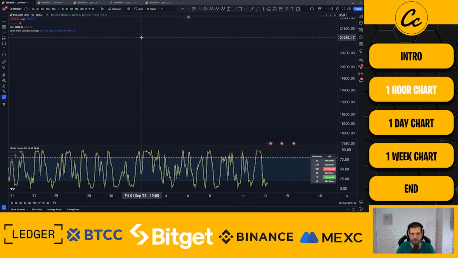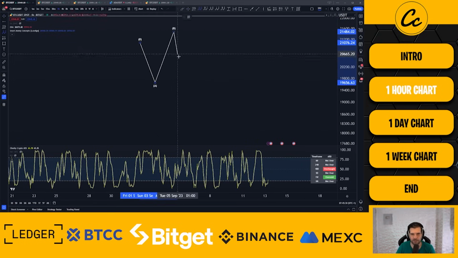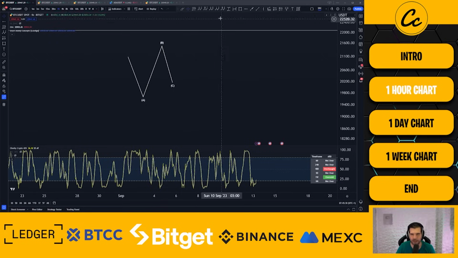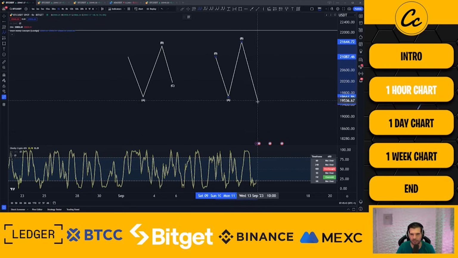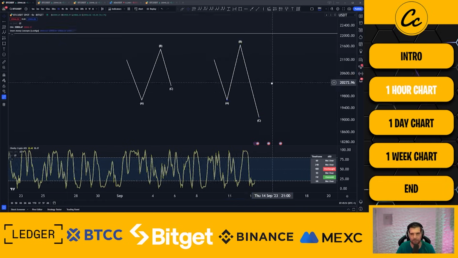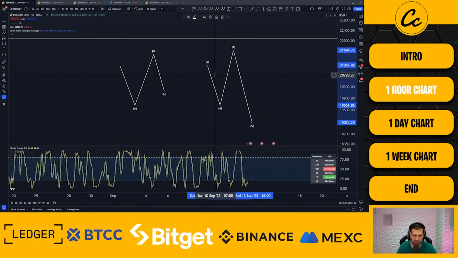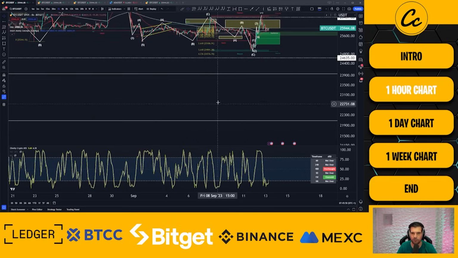A running flat correction would look like this. The B wave goes higher than the origin of the A wave, and the C wave fails to go down deeper than the A wave. That is called a running flat. Then you have something called an irregular flat, where the C wave protrudes deeper than that of the A wave. So the B wave is higher than origin, and the C wave is lower than the A wave peak. These are the two corrections that are a little bit unusual in the way that they form.